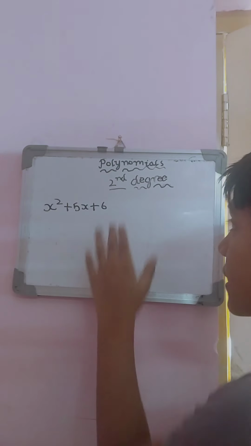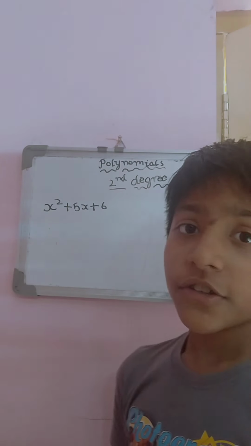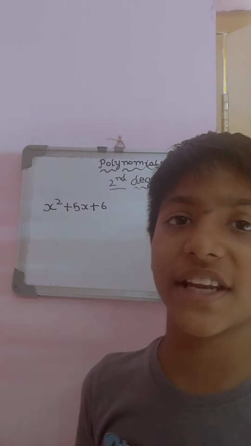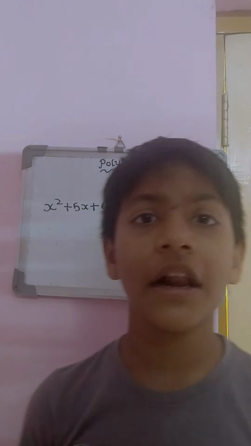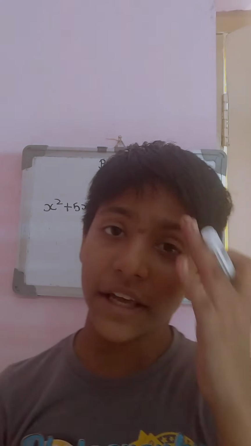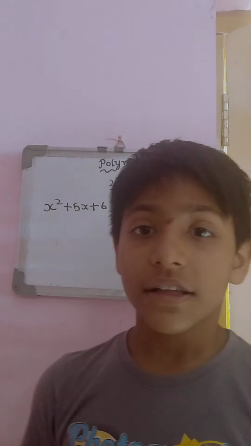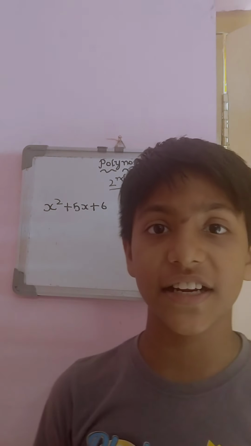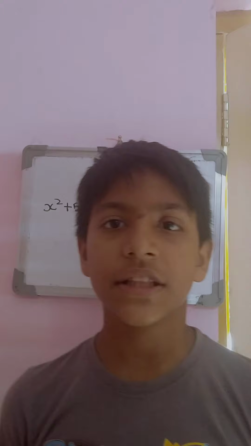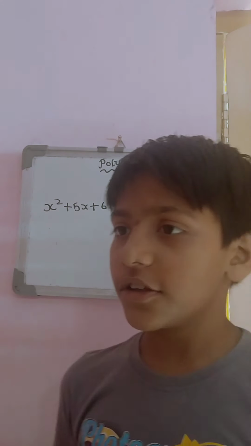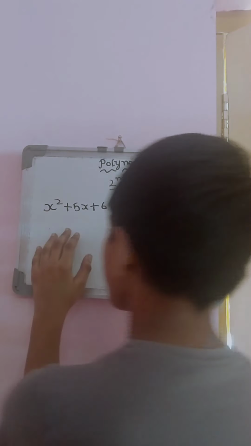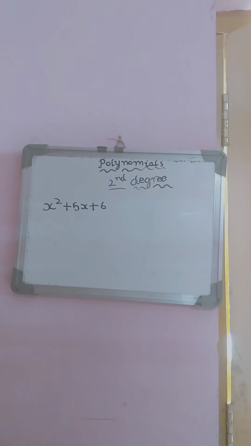Today we are talking about polynomials, second degree polynomials. In this we are discussing three categories: how to find the factors of a second degree polynomial, how to find the roots of a second degree polynomial from the equation, and when they give the roots, how to find the equation. So first we are discussing how to factorize a second degree polynomial.